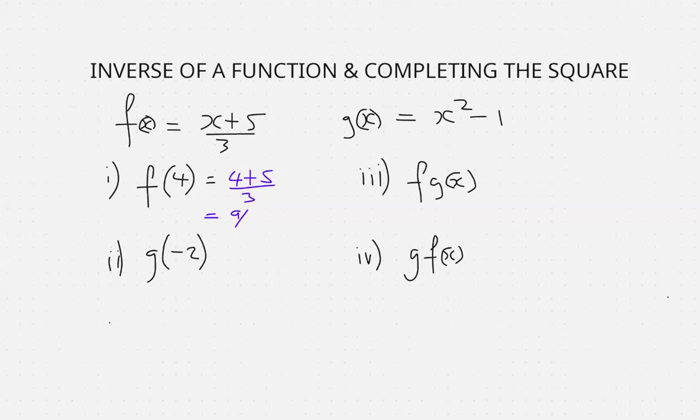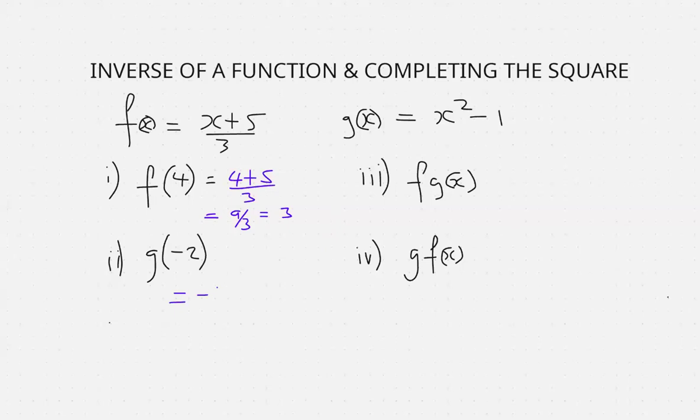And at the bottom, g of minus 2, same thing. You're going to put minus 2 right where you see the arrow, because you're putting the minus 2 for the letter x that is in the g function. So you're going to say minus 2 in bracket, and you're going to square that, take away 1. So that's going to be 4, take away 1, and that's equal to 3. Very, very simple.